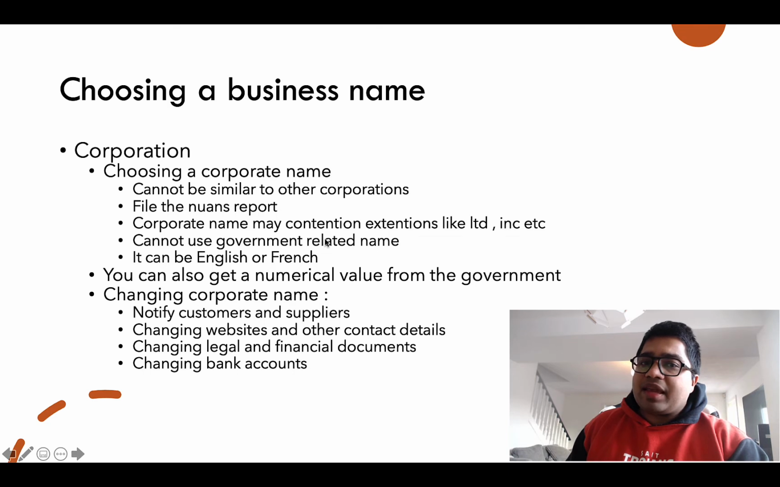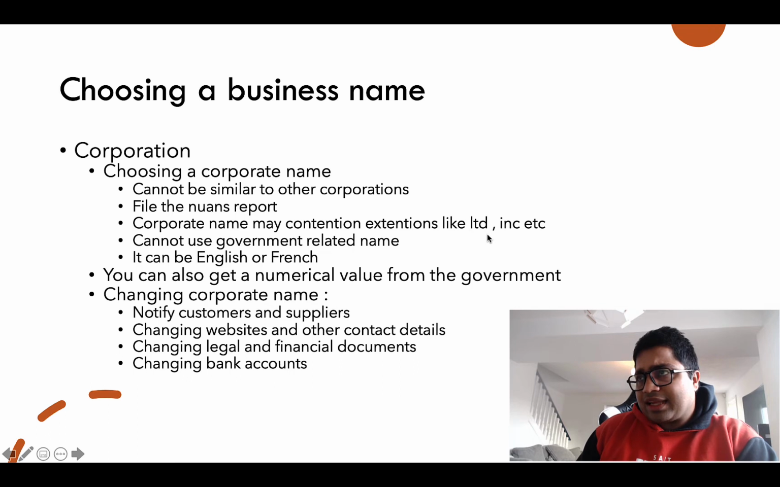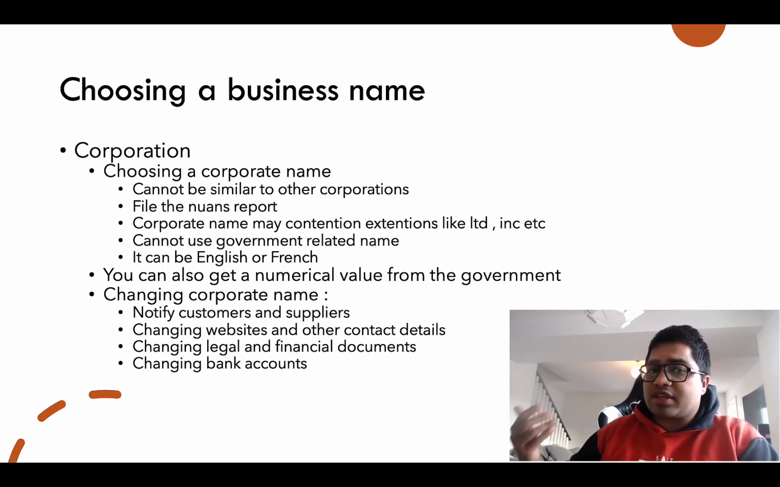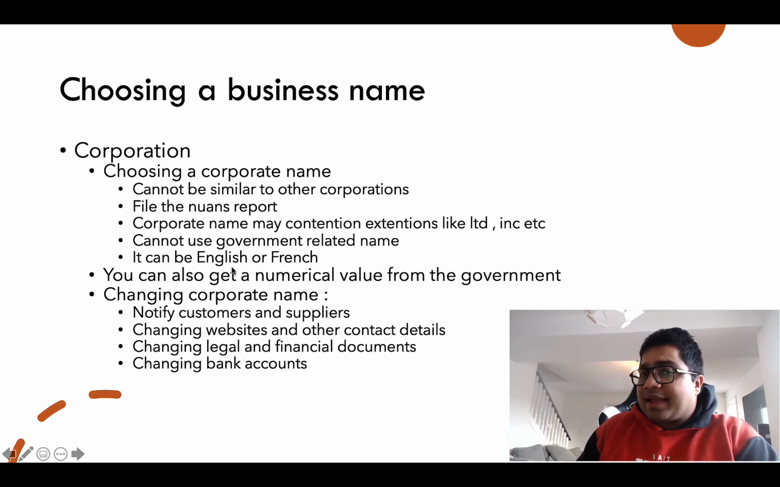A corporate name may contain extensions, and they generally do contain extensions like limited, incorporated, etc. You cannot use any government-related name. So you cannot have a company like RCMP Limited, or a company like Alberta Crown Companies Limited. You cannot use any government name. It can be in English, and if you're in Quebec, it can be in French. So the name can be in English or it can be in French. You can also get a numerical value from the government and use that numerical value as your name.